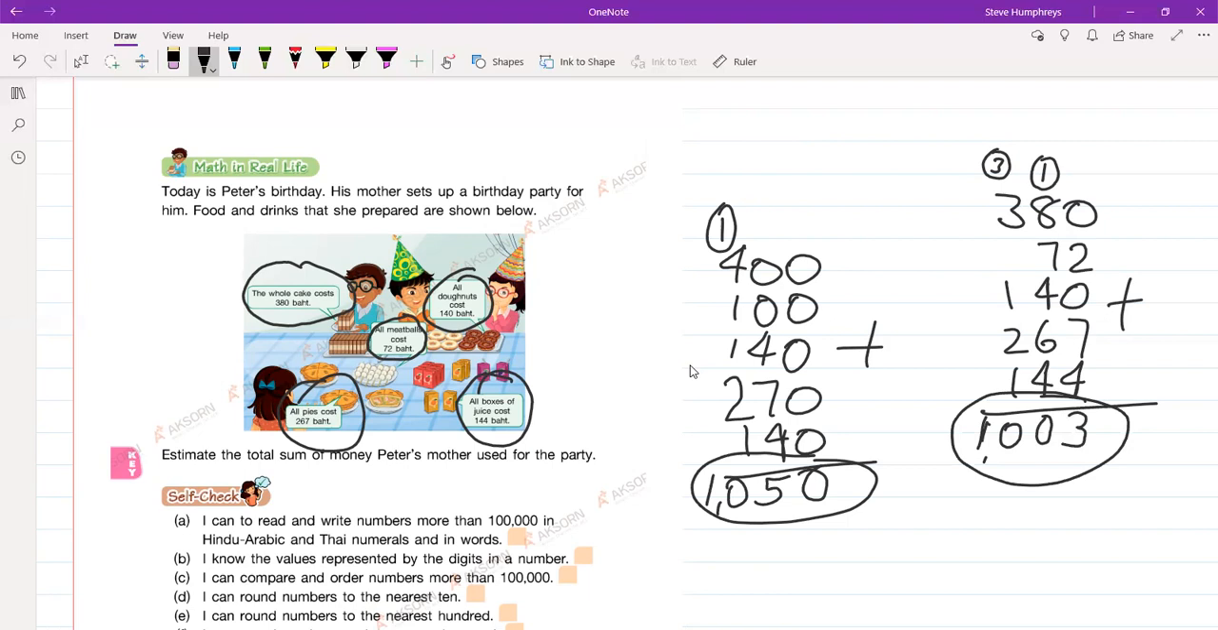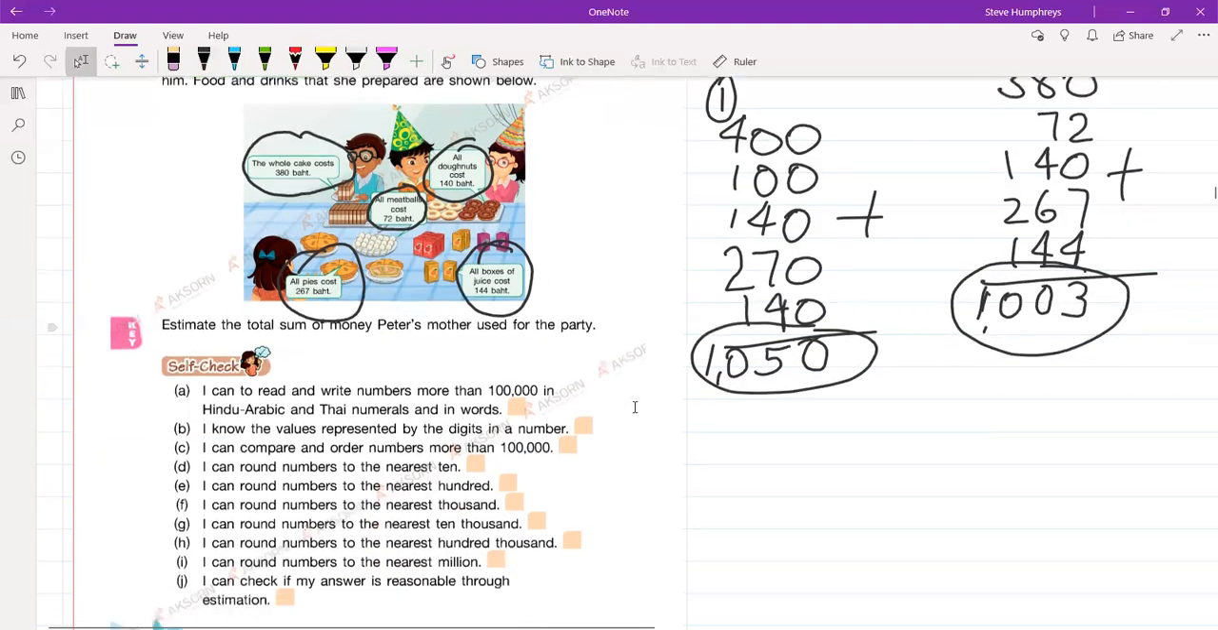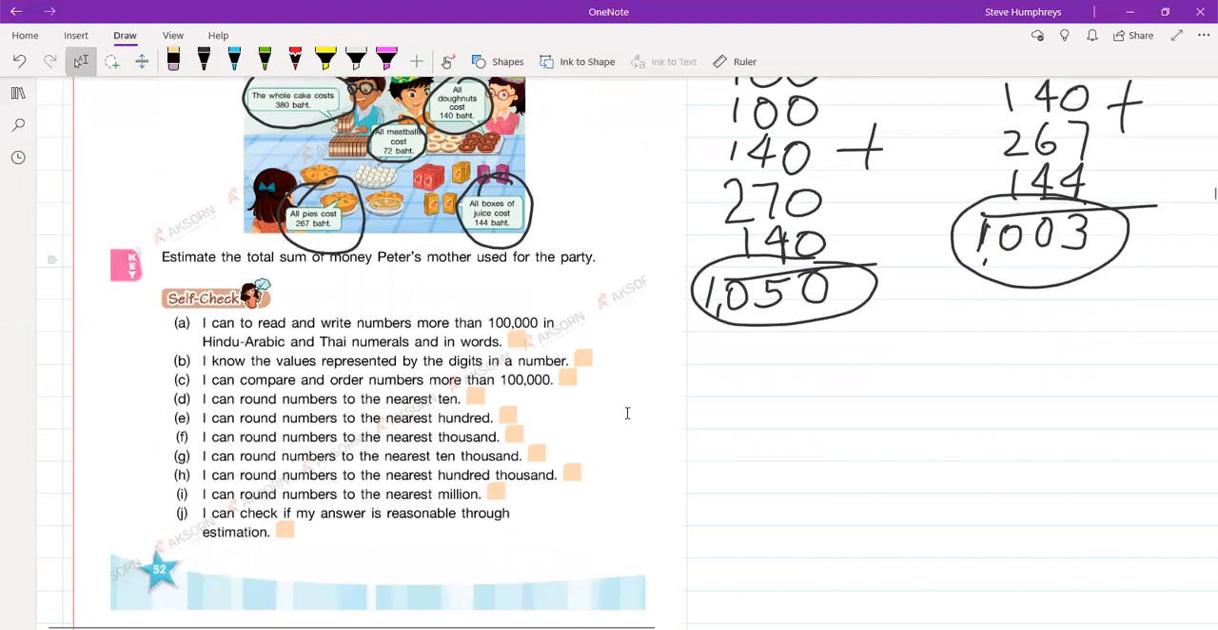Okay, students, and that's the end of Unit 1. So here you do a self-check. I can read and write numbers more than 100,000 in Hindu, Arabic, and Thai numerals and in words. Tick the box. I know the values represented by the digits in a number. Tick that box. I can compare and order numbers more than 100,000. Tick the box. I can round numbers to the nearest 10.